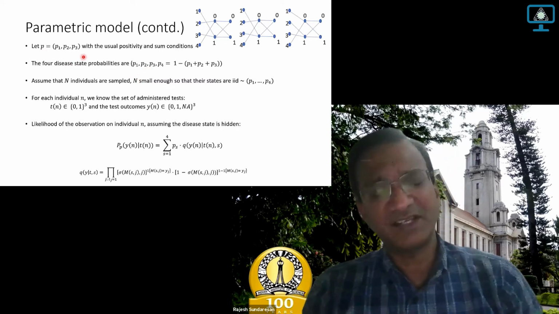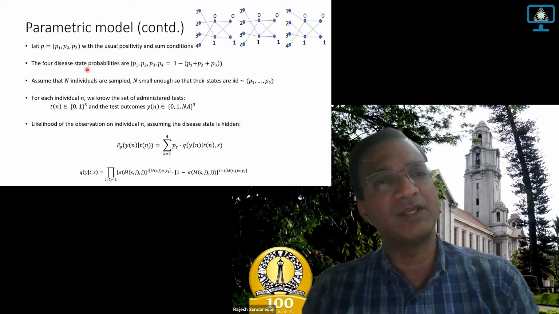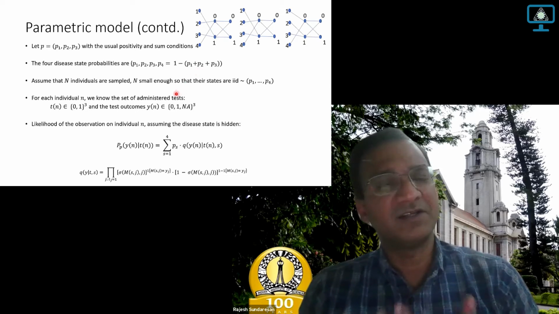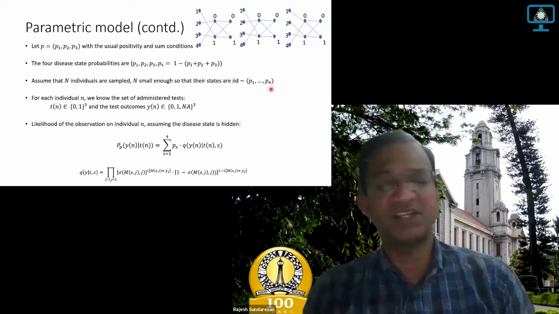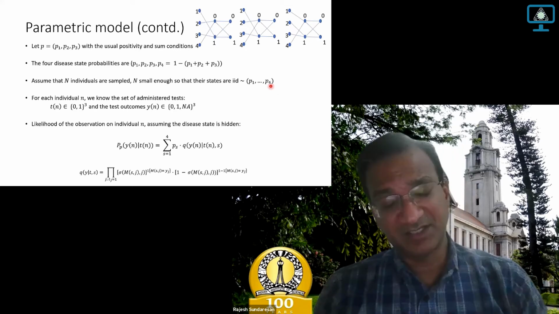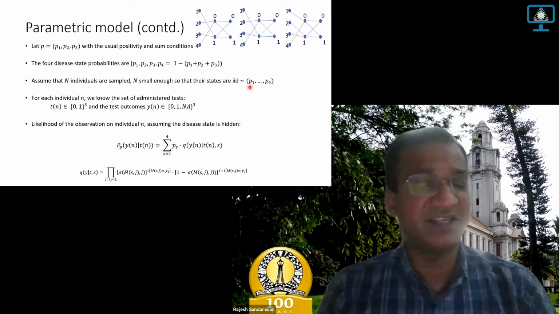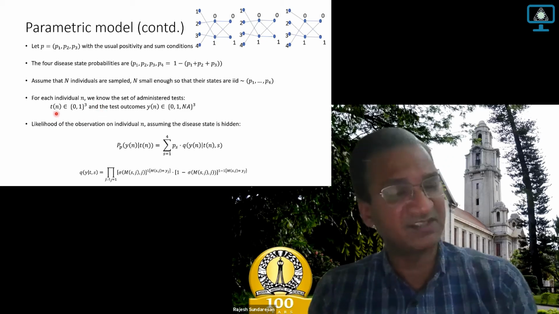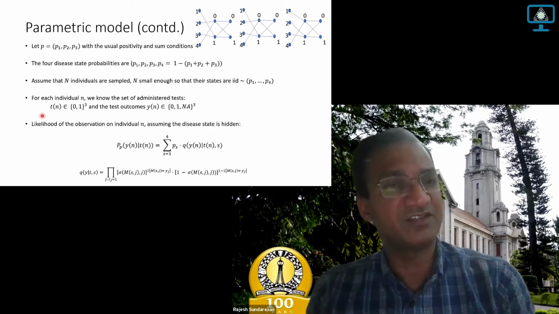So let's parameterize the system with this P1, P2, P3. The disease state probabilities are these, and every individual that is sampled from the population is such that the disease states are independent and identically distributed according to this. So that's the assumption that we will make. Now, for each individual, we will know the test suite. If the design is a fixed design, then we know for this individual, these were the tests that were administered. So some test suite, t of n, and the test outcomes are y of n.